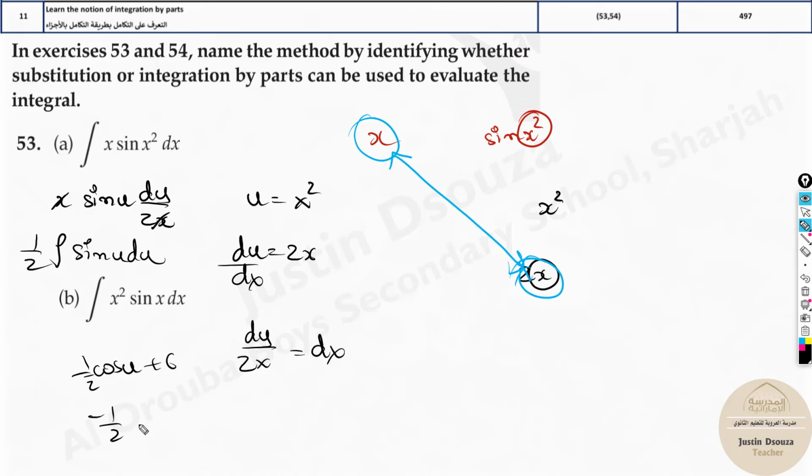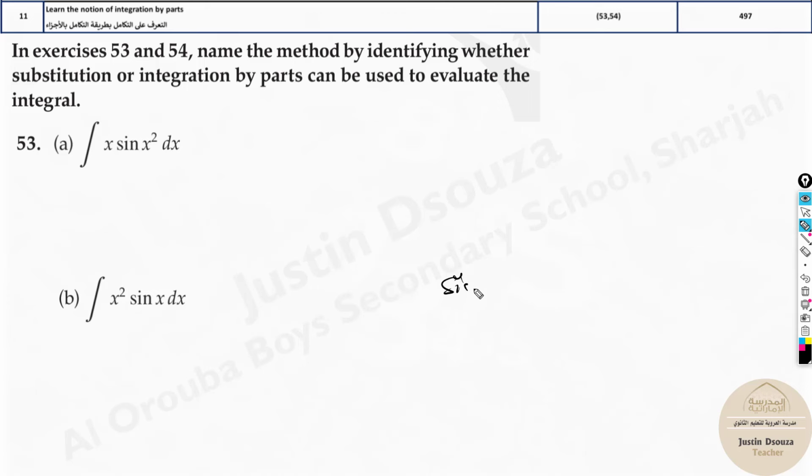But over here at the end we have to put what we have assumed for u. That's the answer. But in this problem, we are not solving for this answer. We are just telling which substitution method you are using. So this one was u substitution, not integration by parts. Whereas look at this problem, the second one. Here you have sine x. What is the differentiation of x?